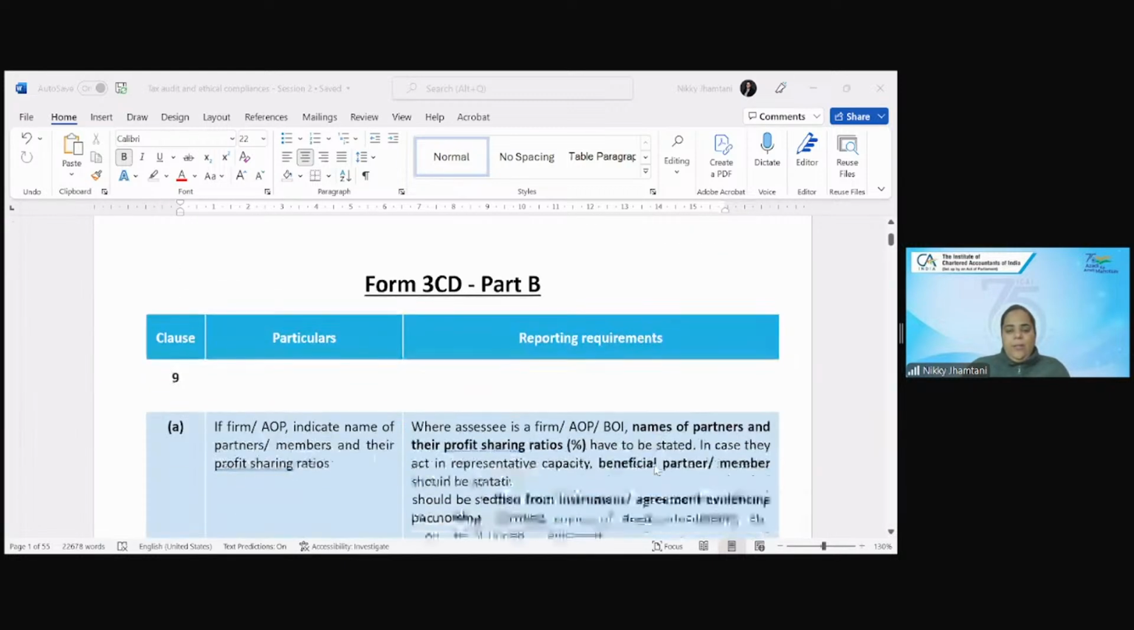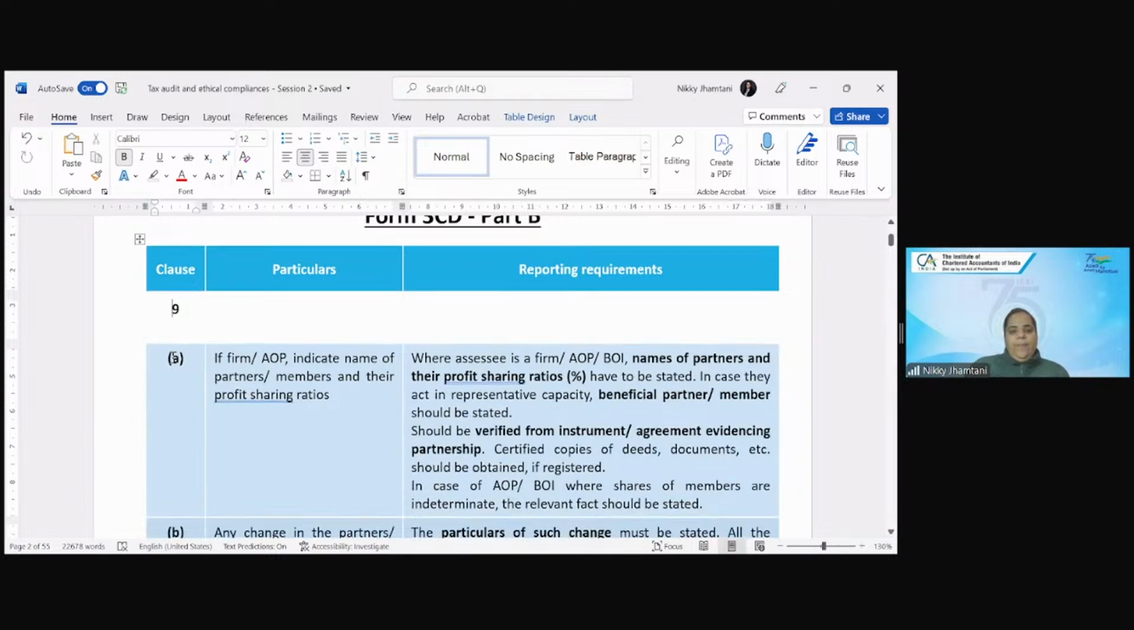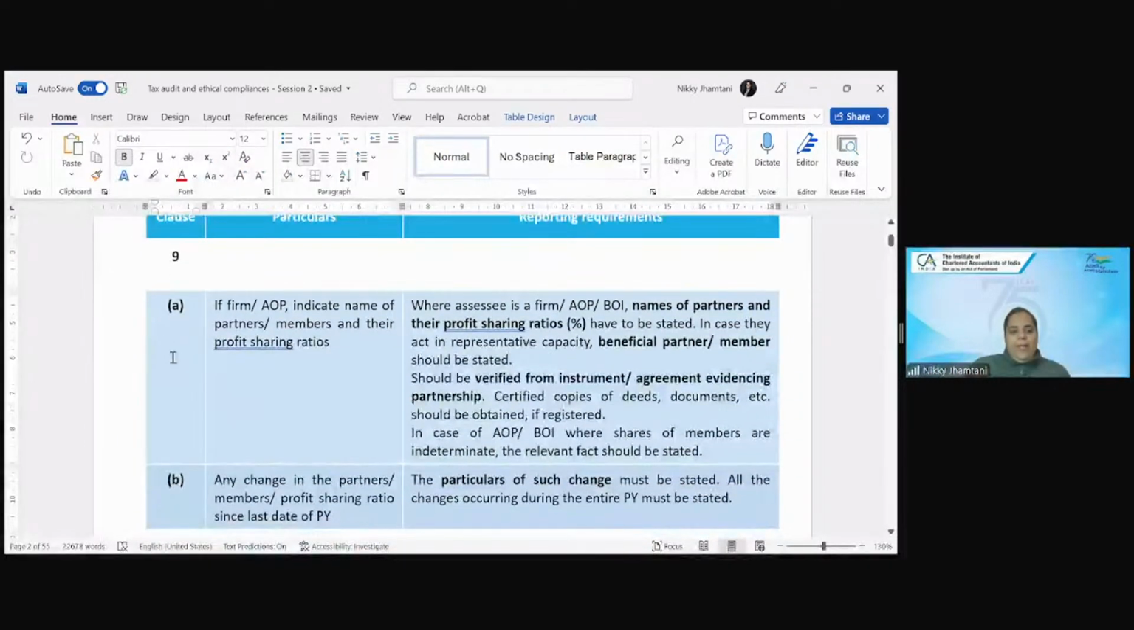So, let's move forward to Form 3CD Part B. Till clause 8, all the clauses were contained in part A. Now the clauses are contained in part B. So they are in continuation. The number is in continuation. And the first one is clause 9. What are the particulars 9A?